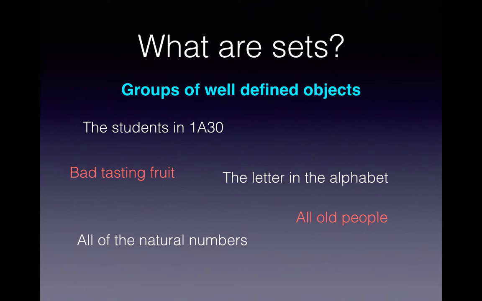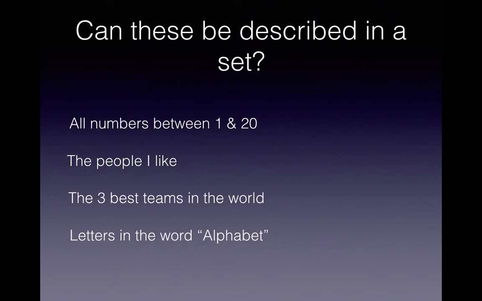Okay, and all of the natural numbers. Is it or isn't it a set? So first you have to ask yourself, can you list all of the natural numbers? You can. And second of all, would somebody else list the exact same numbers? Yes, they would. So the natural numbers can be defined as a set of numbers or a set of well-defined objects.